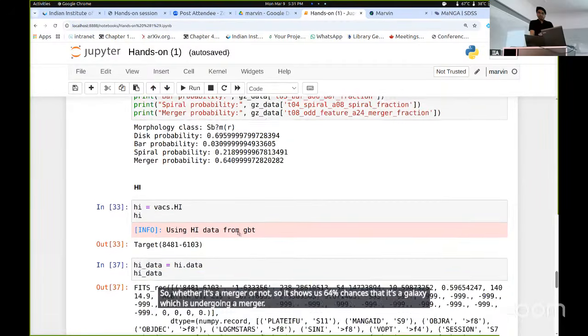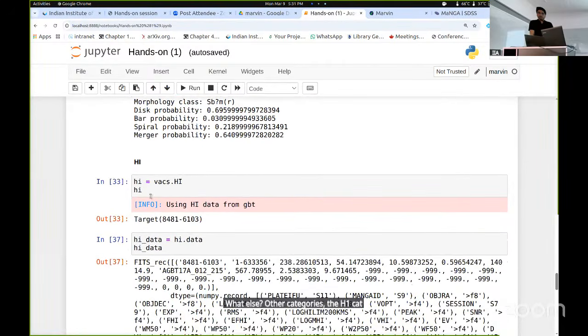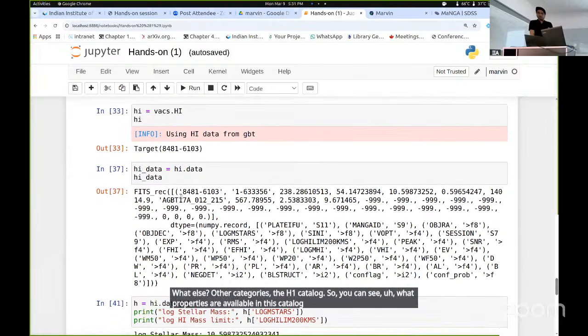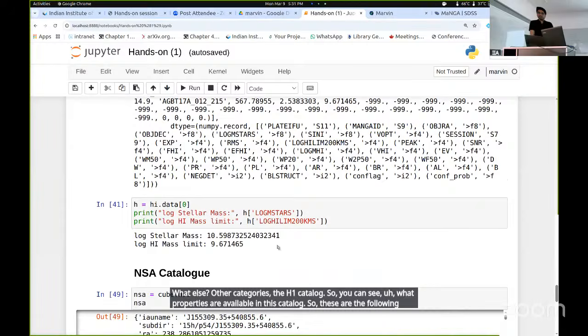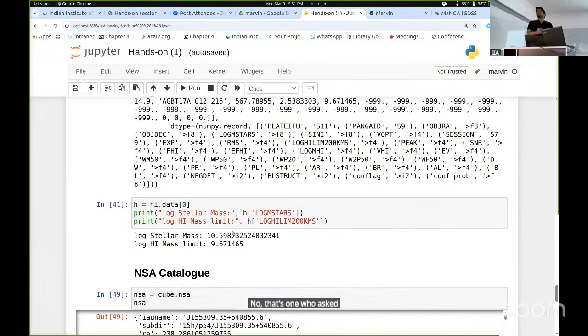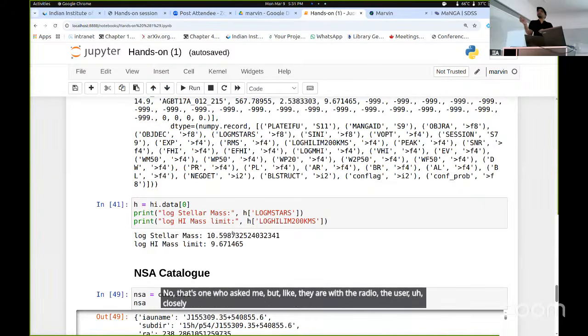What else? Another catalog is the HI catalog. You can see what properties are available in this catalog. These are the following properties; I've just listed a few of them. One is the stellar mass, and what the log HI mass limit is. In radio, they use a velocity width of 200 kilometers per second, and that's the associated mass limit. So there are various properties that you can extract using this catalog. You don't need to do it on your own.